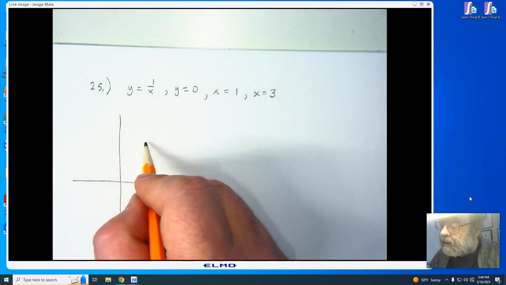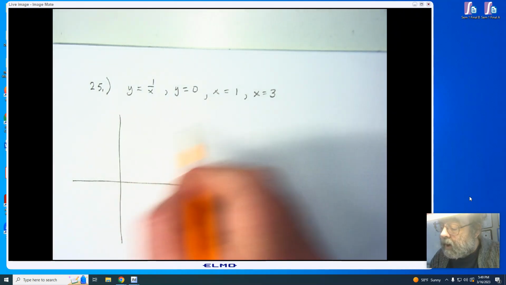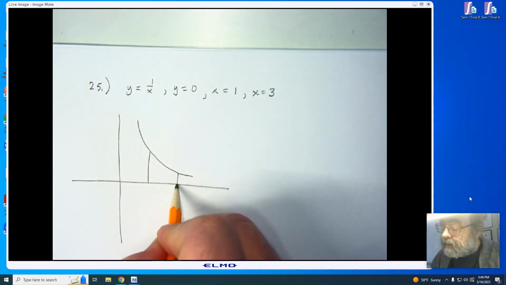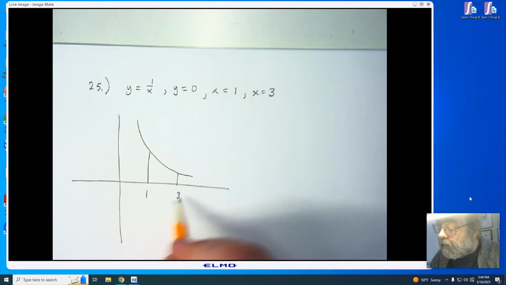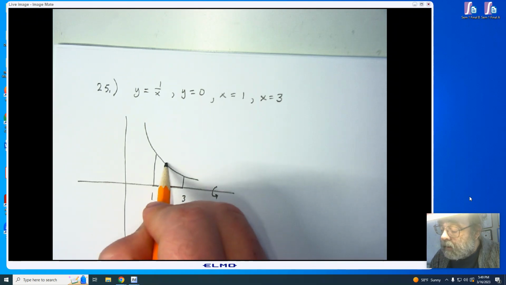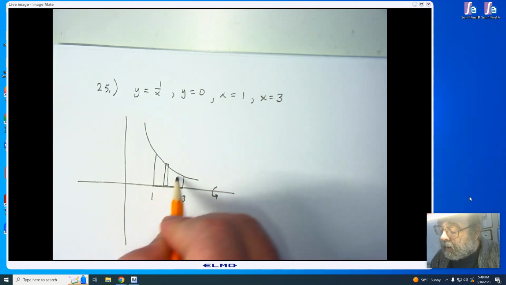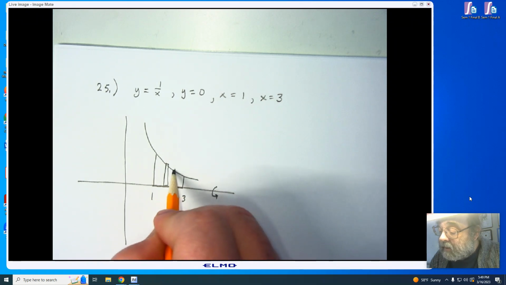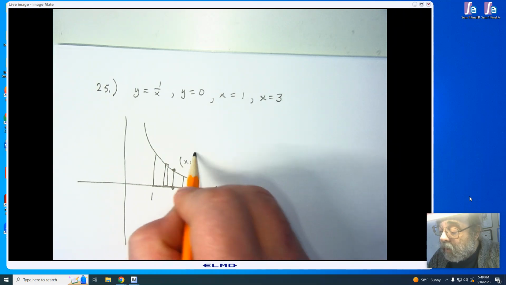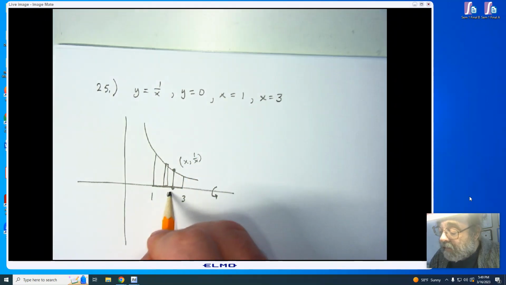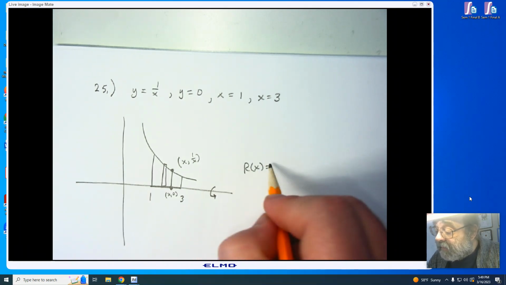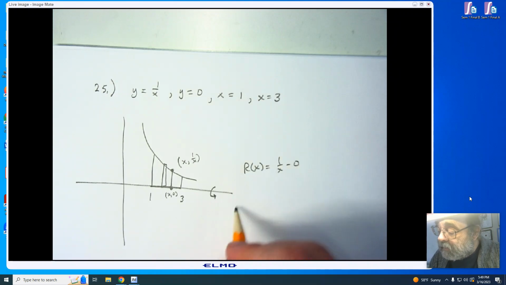So I'm just going to try and get this piece. We're going from 1 to 3. It's a reciprocal function. So 1 to 3 would put it somewhere around here. 1 to 3, rotating about the x-axis. And we're working with the washer method. So we can clearly see it as a washer method. We have x comma 1 over x. Down below we have x comma 0. So the big R of x, which is the only R we have, is 1 over x minus 0.